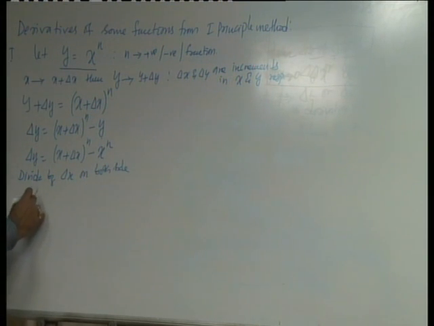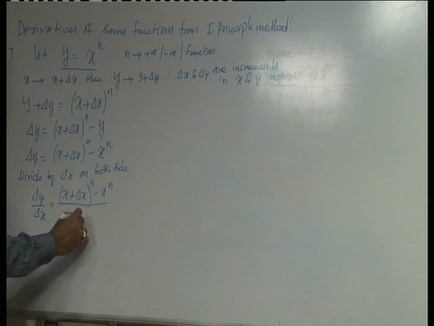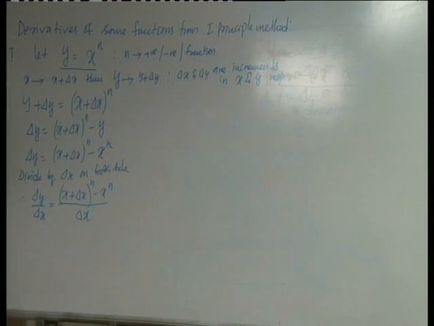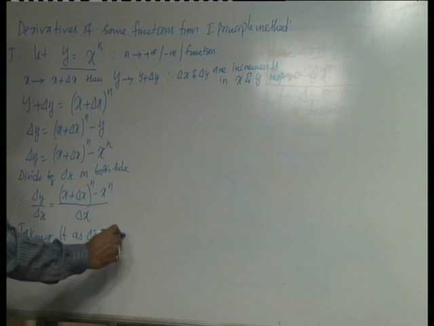Therefore, it becomes delta y divided by delta x is equal to (x plus delta x) to the power of n minus x to the power of n, all divided by delta x. Then the next step is, it is a procedure, that is all. Next step is taking the limit on both sides, limit as delta x tends to 0 on both sides.